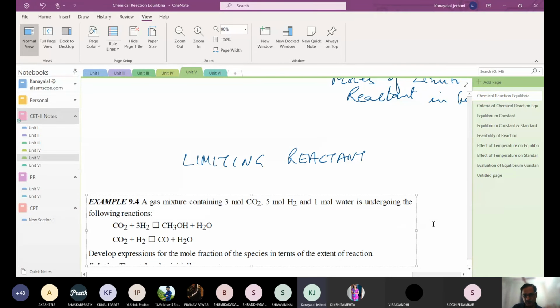Okay. If you total the initial moles for all components, how much will it be? What is given here? Ni0, the initial moles, is given to us, right? 3 moles of CO2, 5 moles of hydrogen, 1 of water. That means N0 is the summation of N for all the components: 3 for CO2, 5 for hydrogen, 1 for water. That means 9.